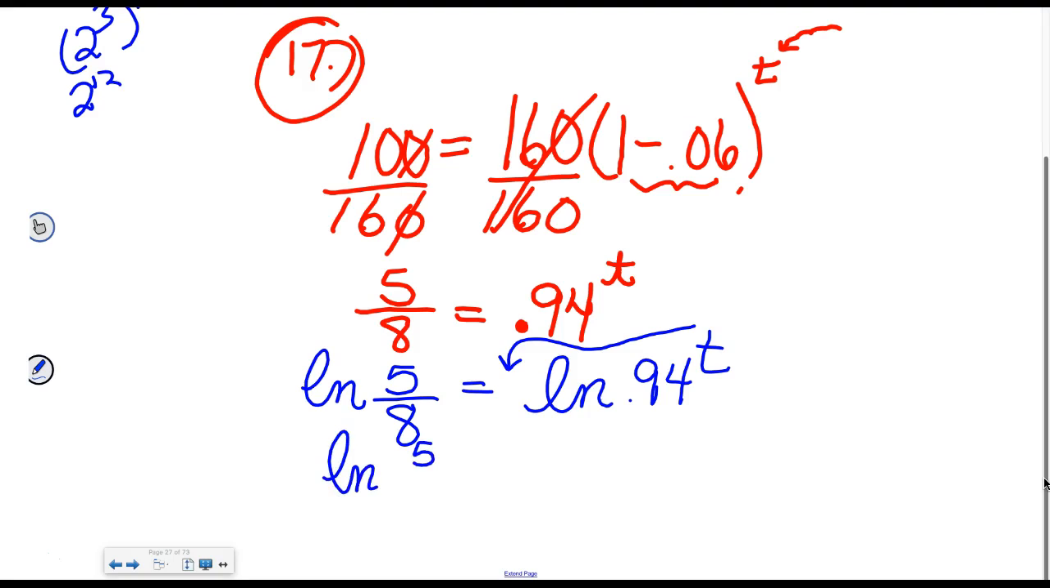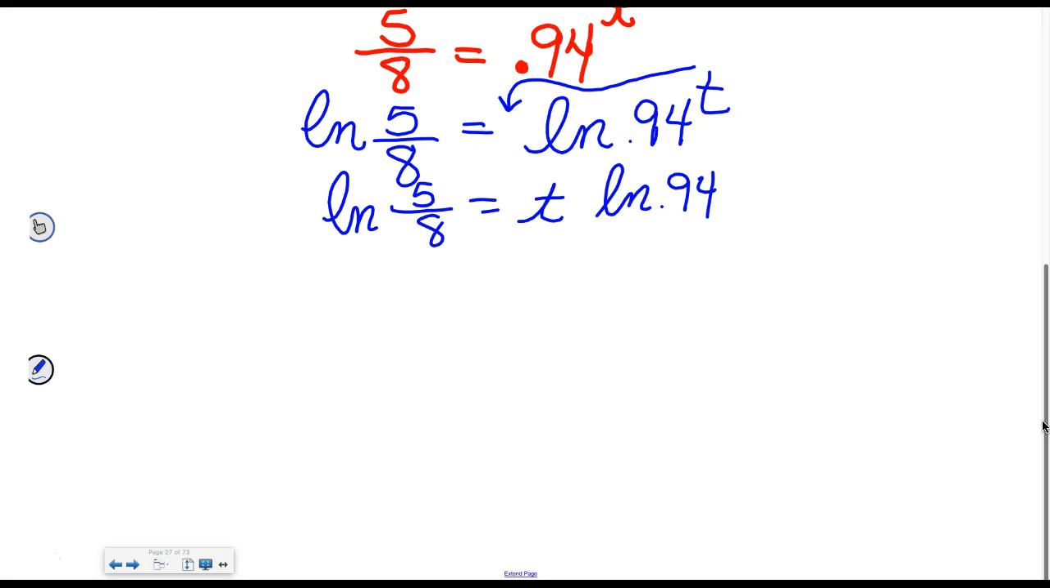So I have the natural log of 5/8, so you might have made that a decimal, totally fine, is equal to t times the natural log of 0.94. And again, my goal is to figure out how long that would take.